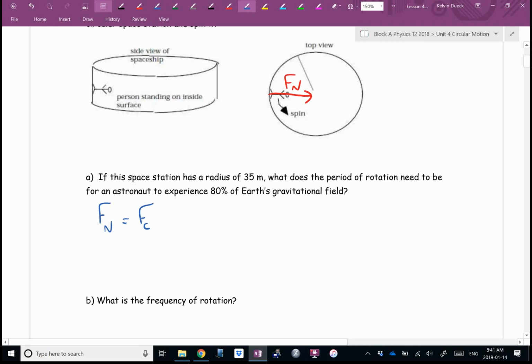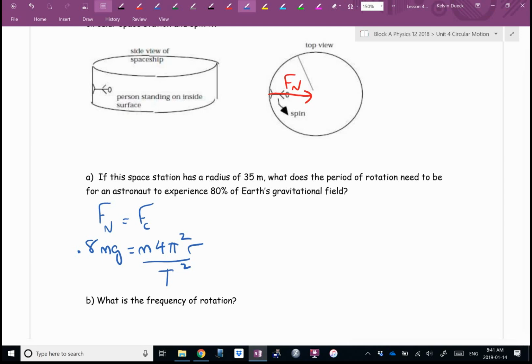Now, this question told me how big we want the normal force to be. How big do we want the normal force to be? 0.8 mg, 80% of Earth's gravity. That's going to equal m, and then normally I'd write a_c. However, does this question want me to find the period or the speed? And how do we know? So I'm going to use the 4 pi squared r over T squared.